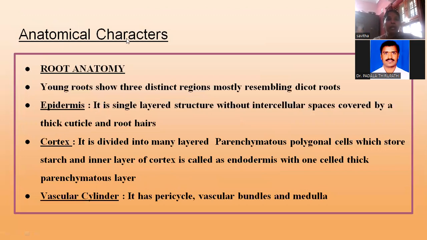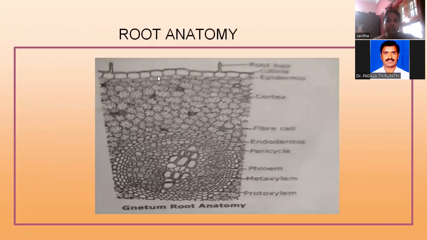When you come to the anatomical characters and the root anatomy, the young root shows three distinct regions, mostly resembling dicot roots. The first one is the epidermis. It is single layered without intercellular spaces. Here in the diagram, you can see the epidermis is single layered with a cuticle above it and without any intercellular spaces. Root hairs are present.